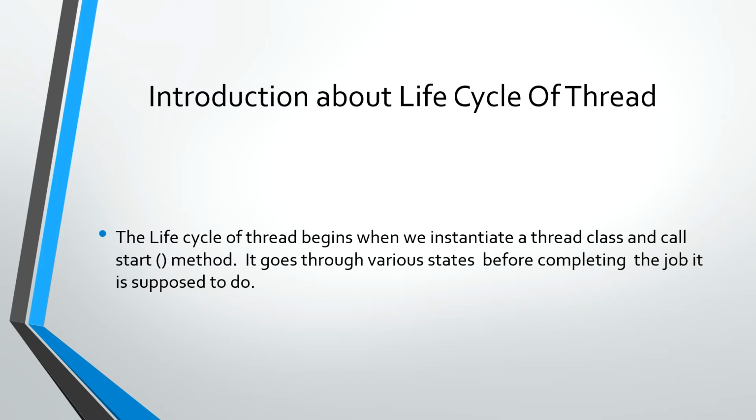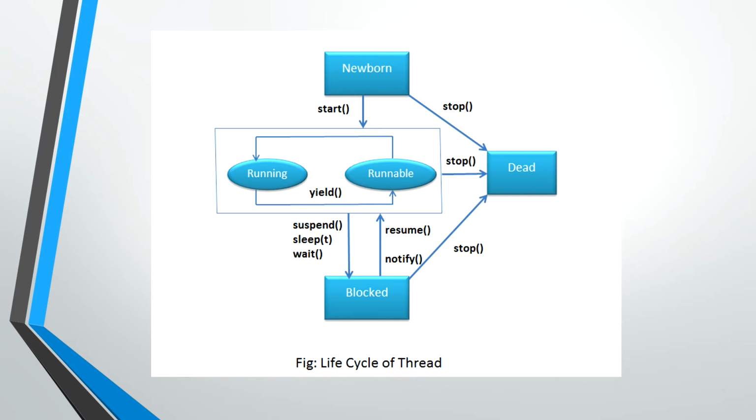Introduction about life cycle of thread. The life cycle of thread begins when we instantiate a thread class and call the start method. It goes through various states before completing the job it is supposed to do. So this is the cycle of thread.